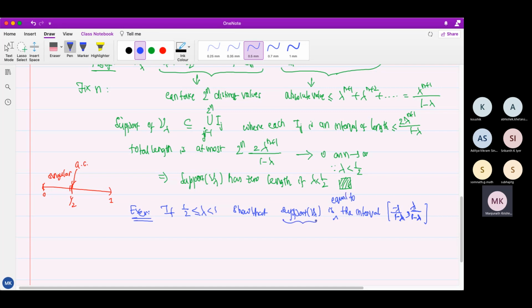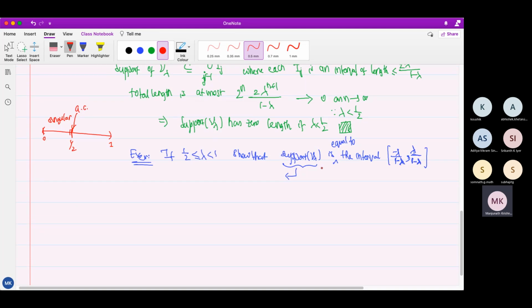By the way, you may remember the definition of support. It is important to keep in mind here because sometimes one may think, oh, this means that nu lambda has the whole interval, so its support means it should be absolutely continuous. That's not what it means. Support means the smallest closed set whose complement has zero measure.